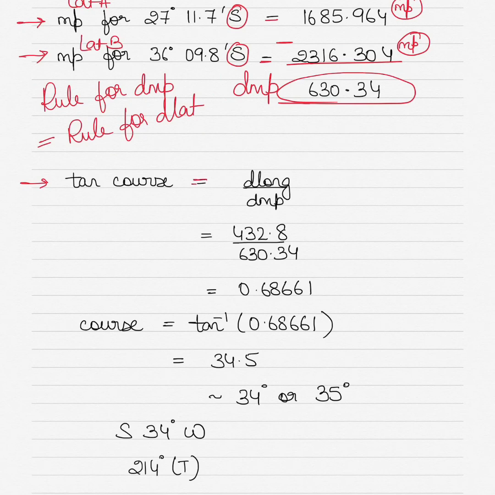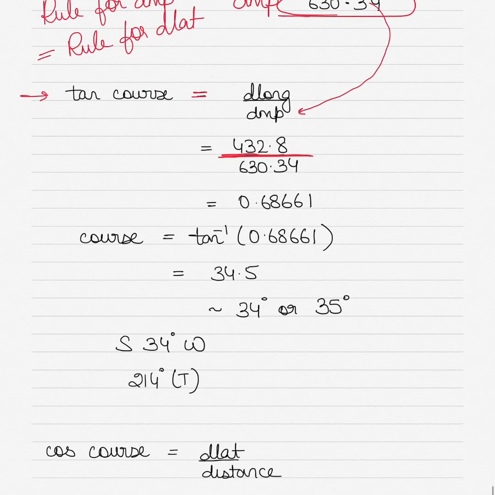Now that you've got your DMP value, come to the formula here. Tan course equals DLong by DMP. DMP you can get from here. DLong you have calculated previously when you converted into minutes. Put it in the formula here. You get tan course equals 0.68661. Take tan to the other side, it becomes tan inverse.